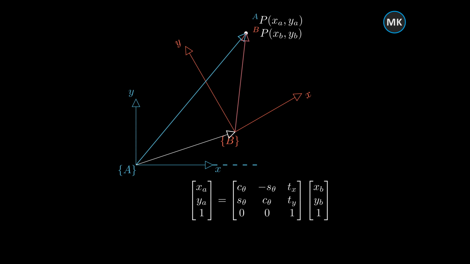Now, we want to combine rotation and translation into a single matrix multiplication. To do that, we use homogeneous coordinates. We take the two-dimensional vector and add a 1 as a third component. This gives us the homogeneous form.